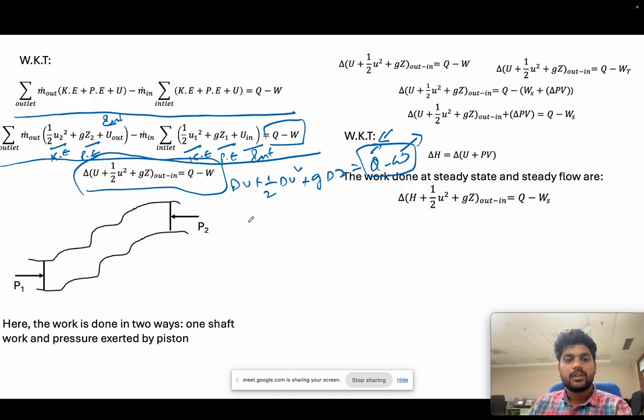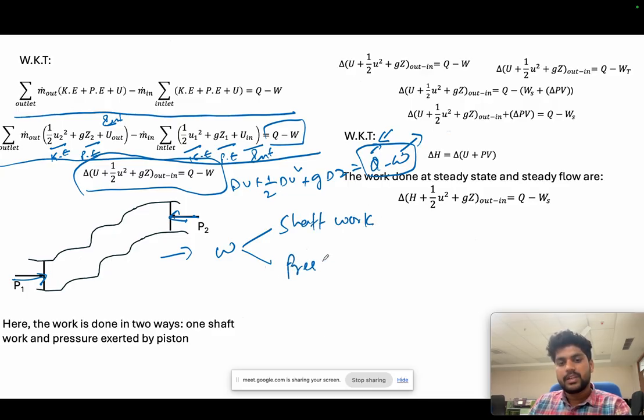No, sir. Okay. So now suppose in the same case we are applying pressure on both sides. There is pressure on this side also. So if you are applying pressure, the work done will be in two forms: one is shaft work, another is exerted by the pressure. The work done by pressure we already know: W equals minus PdV.